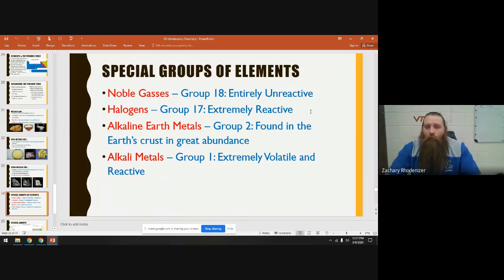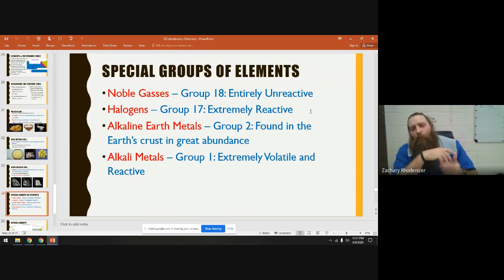Now, there are some special groups. We're going to learn their names. Group 18, which is all the way on the right, the 18th group, are the noble gases. They are entirely unreactive, or inert. I-N-E-R-T means unreactive. Right next to them to the left are the halogens. They're group 17. They are extremely reactive. So you have really, really, really reactive right next to the really unreactive.